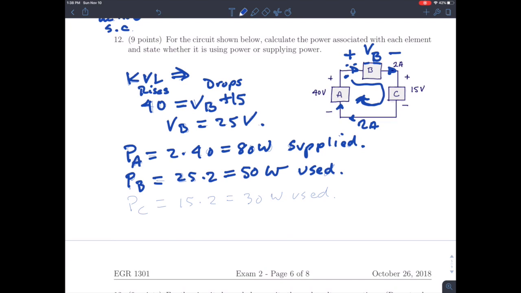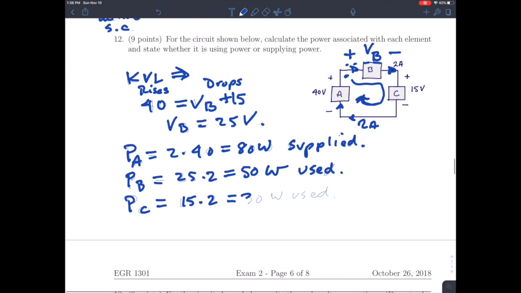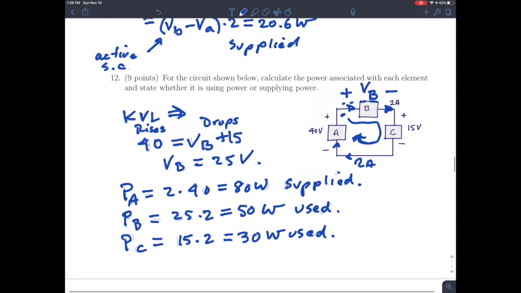Power is used. Okay, and finally, same thing for C. 15 volts times 2. Current's moving in the direction of a drop. So this is consuming power. V times I, 30 watts used. All right, so that's the review for problems 11 and 12 from the practice exam.